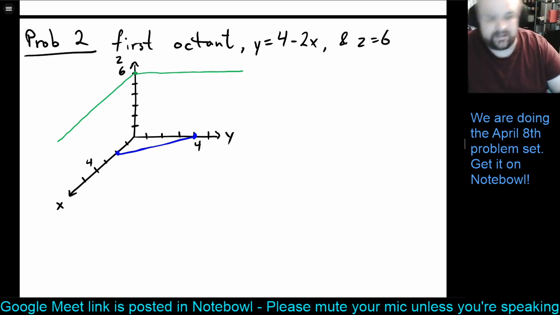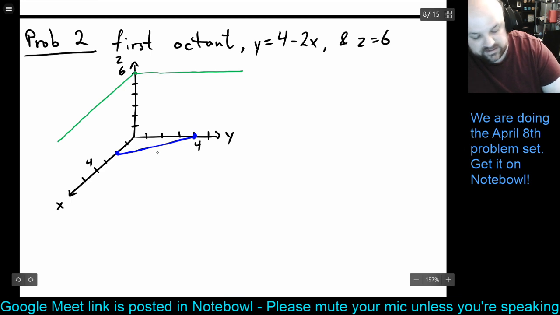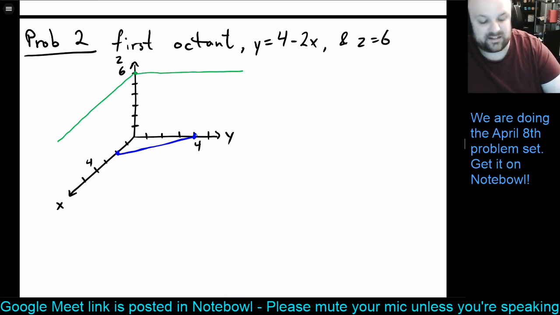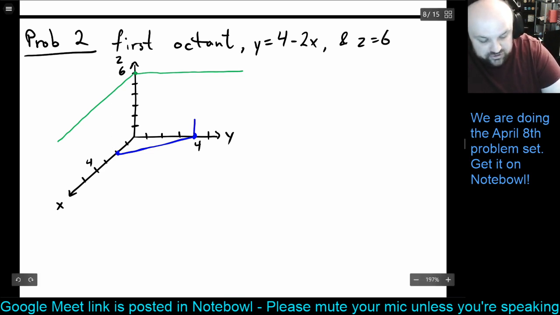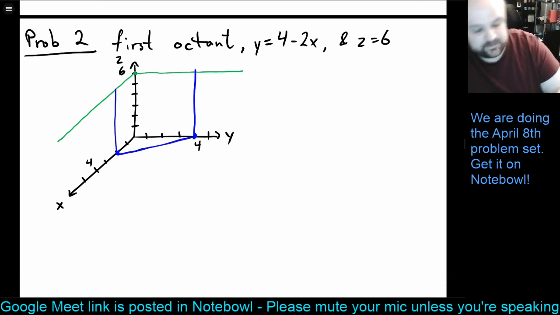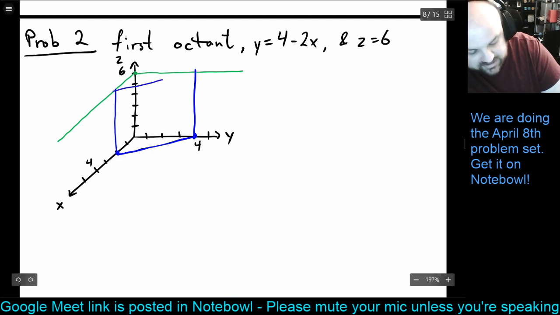All right. So now to see what this plane is going to do, we know y equals 4 minus 2x. It's going to be parallel to the z-axis, so it's going to be vertical in the yz plane and vertical in the xz plane. So we can just draw a line straight up here. And that's where it's going to intersect the plane z equals 6. And now we can just connect it. And hopefully you can kind of see our shape now.